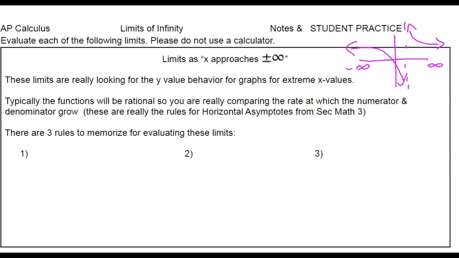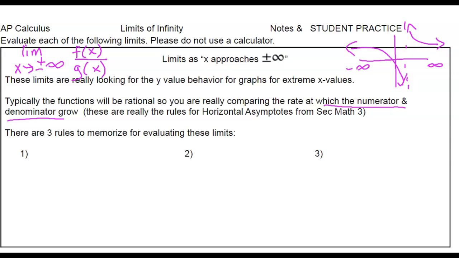And because we're looking at extreme values, what we're really doing is comparing the rate at which the numerator and denominator grow. So typically these problems are all going to be rational functions. So you'll see it written as one or the other, not both. And you're going to have some function on top, the numerator, and a function in the denominator, okay? And so you're comparing those rates of growth.